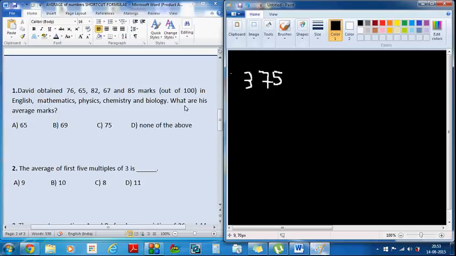Then we will calculate the average mark. So 375 is the total mark, and what is the number of subjects? 1, 2, 3, 4, 5. So 5 subjects, so divide by 5, which will be 75. So option C is correct.